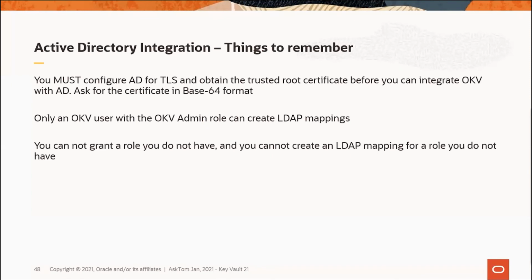Only a user with the Key Vault key admin role can create LDAP mappings. So Key Vault system, Key Vault auditor, they cannot create the mappings. You cannot map a Key Vault role to an LDAP group unless you have that role. So Key Vault admin can't map Key Vault system or Key Vault auditor, okay?